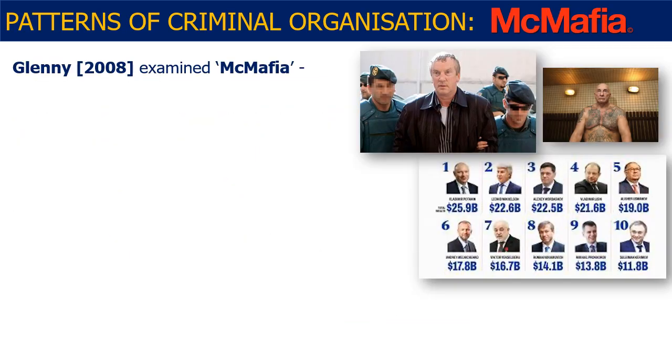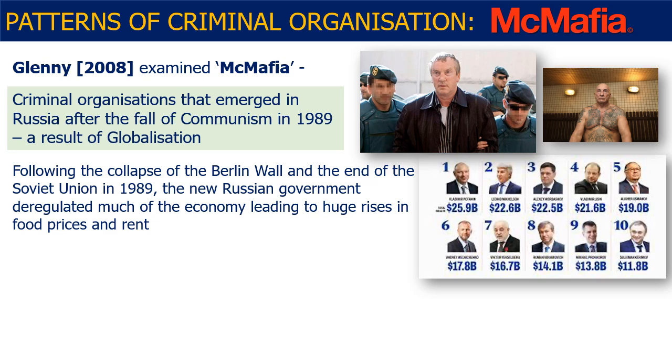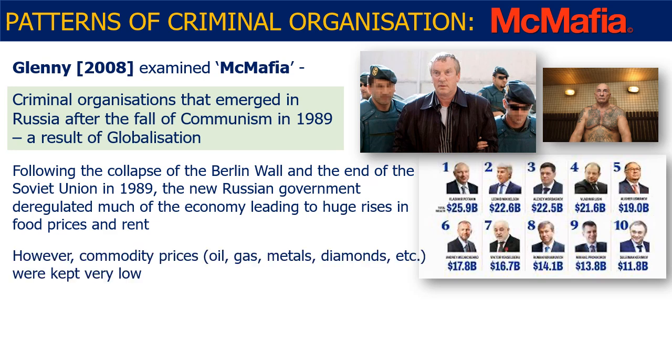In terms of that kind of more rigid system, Glennie in 2008 examined what he referred to as McMafia, okay? And this was a kind of nickname for the criminal organisations that actually emerged in Russia after the fall of communism and the Iron Curtain in 1989, whereby the former Soviet Union was exposed to globalisation. So following the collapse of the Berlin Wall and the end of the Soviet Union, the new Russian government deregulated a lot of its economy, which led to huge rises in food prices and rent, that kind of hyperinflation. However, commodity prices, things like oil, gas, metals, diamonds, were kept very low.